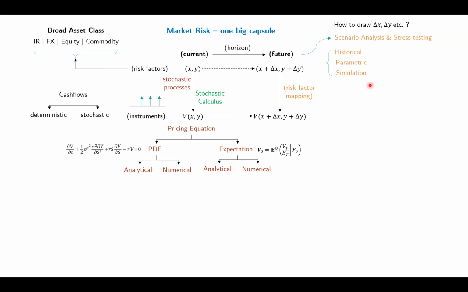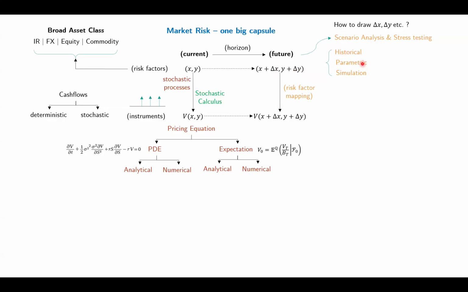Now, broadly, there are three approaches to do this. Historical method. So you go back in history and see how the risk factors have changed in history. Look at the last 1 year of data and see how these risk factors have changed every day. Those are the scenarios that you're taking from history, right? Historical.